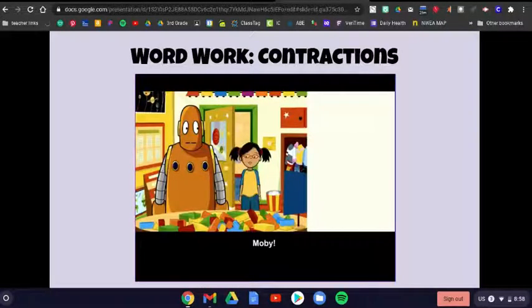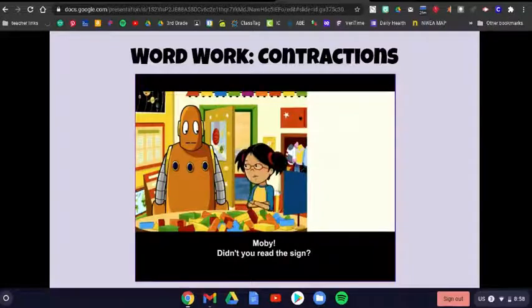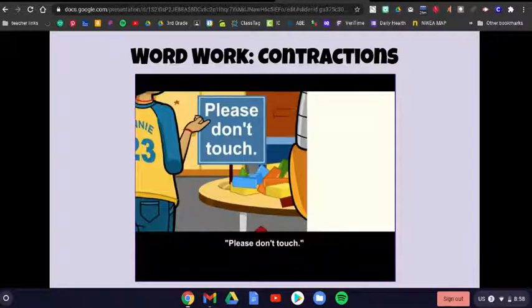Moby, didn't you read the sign? Please don't touch.